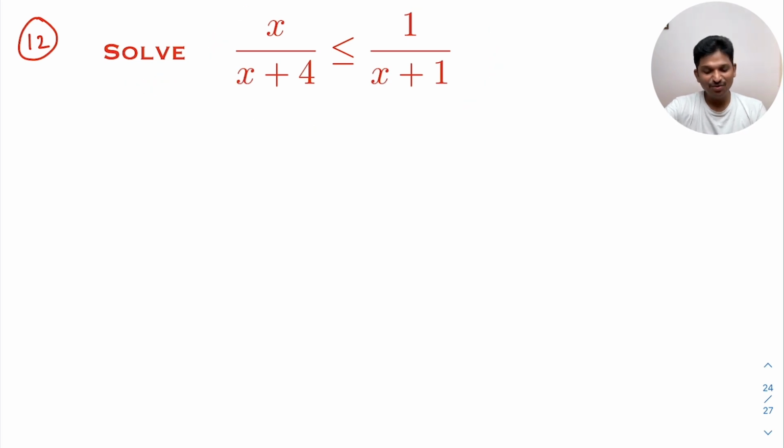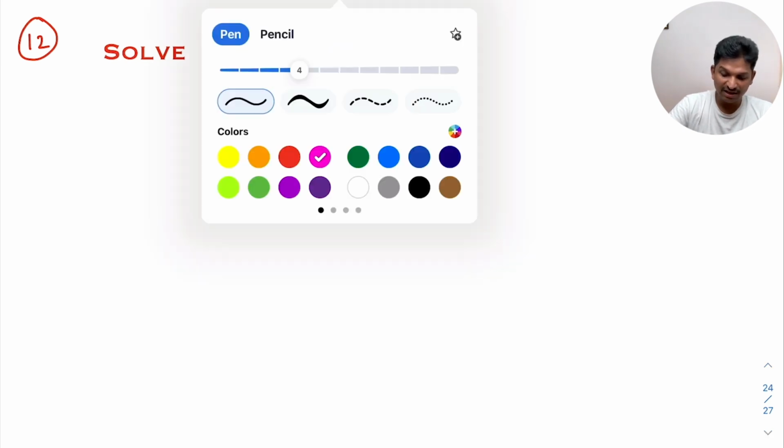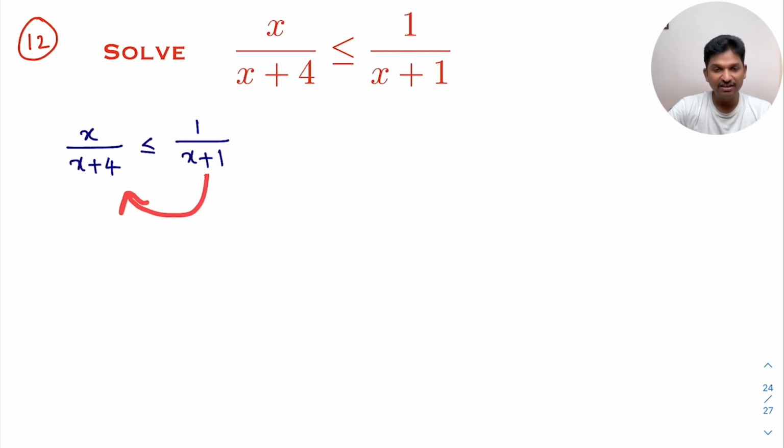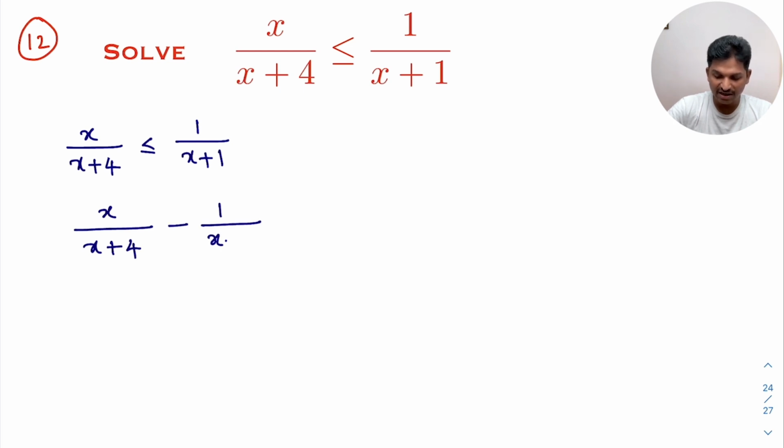Now you see this question, solve this inequality. Here the rational functions are there, but a little bit of simplification is needed. So first I'll simplify the given function. They have given x divided by x plus 4 is less than or equal to 1 divided by x plus 1. Take this 1 divided by x plus 1 to the left hand side. It is nothing but just subtracting. The inequality sign remains the same, no need to worry about the inequality sign. Minus 1 divided by x plus 1 less than or equal to 0.